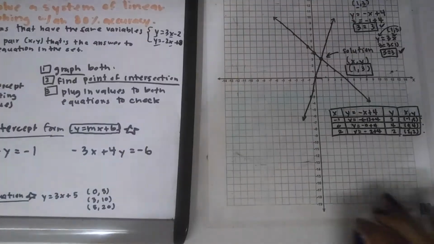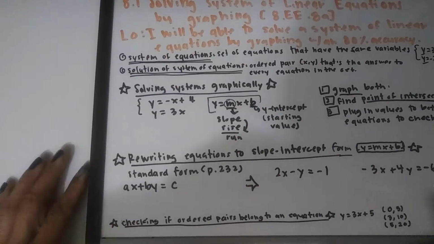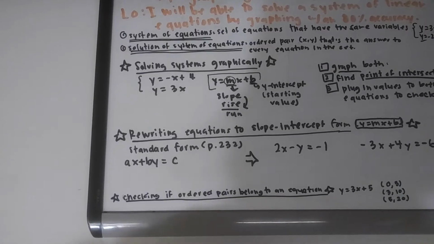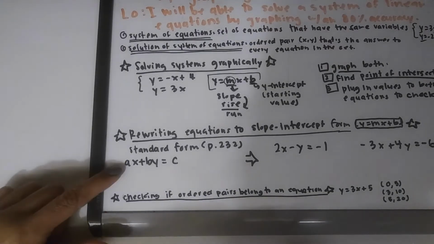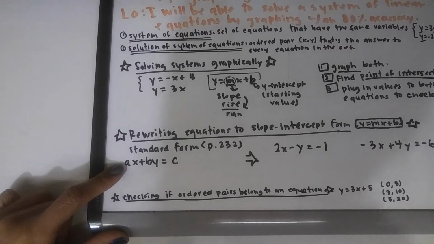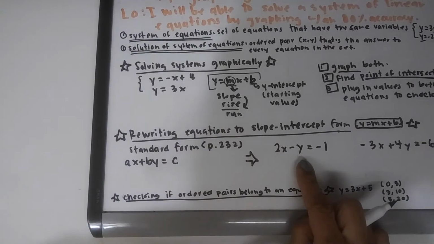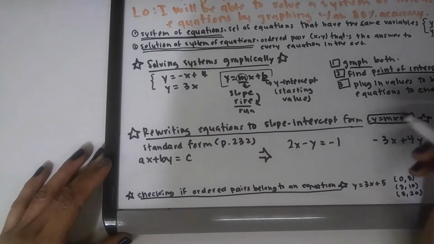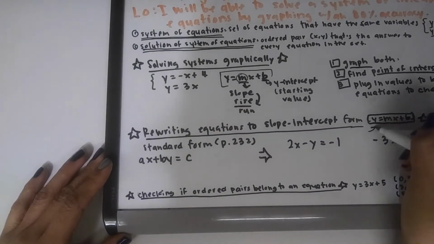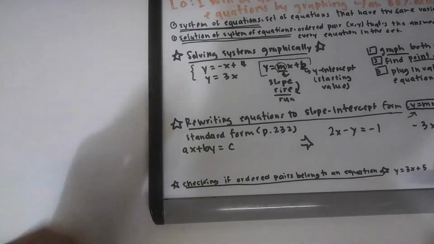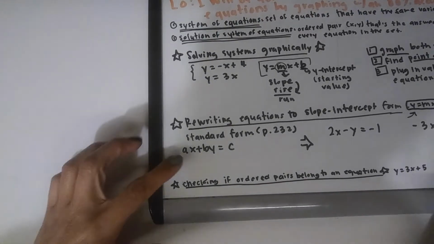Okay, so I'm going to move on to the next one, so I don't make it that long. So you're going to see also a different format of equations, which is this right here. We call that standard form, and we need to get it to the slope intercept form, so you can graph it a little easier, the way that I show you. So let me just go over how you can do that.